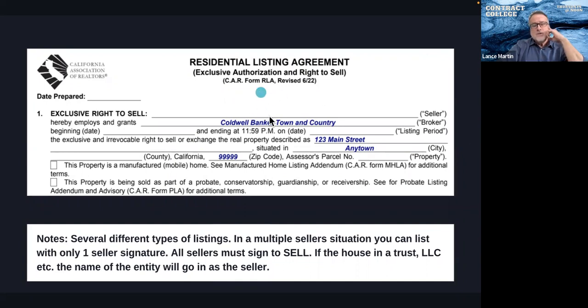So, okay, so our seller is going to go here, entity, seller, whatever it happens to be. This is, of course, going to be Coldwell Banker Town and Country. Your name does not go here. The company name goes in this particular section.